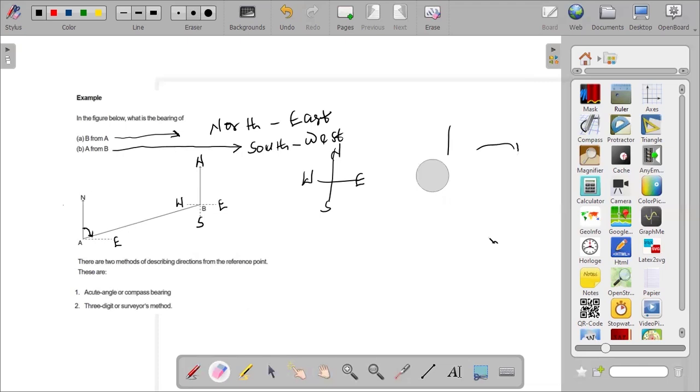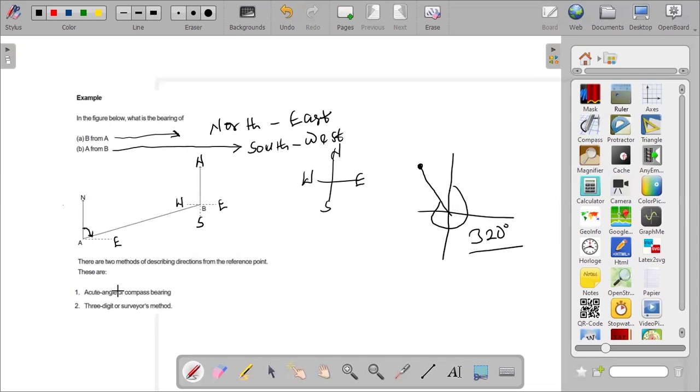Let me give another example. We have something like this and this point here. For acute angle bearing or compass bearing, let's assume this angle from here all the way to this point is 320 degree. That is three digits or surveyor's method.